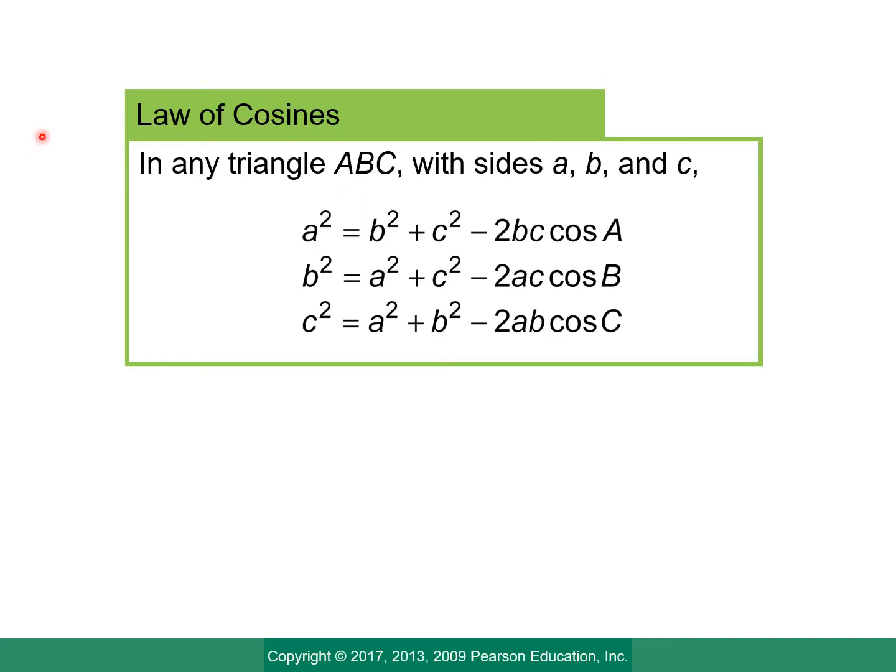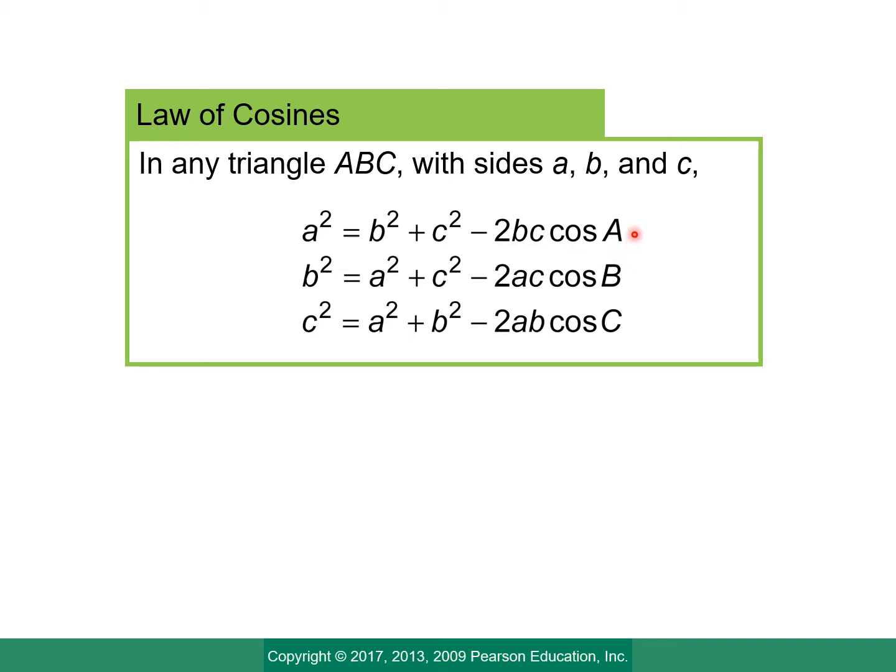So here is the law of cosines. In any triangle ABC, remember capital letters are reserved for angle measures, with sides little a, little b, and little c reserved for side lengths. These are your three versions of the law of cosines. They're all very similar to one another; you just switch around the variables based on what you know. If we start with the first one, a squared equals b squared plus c squared, but then you have to subtract this quantity, which is twice b times c times cosine A.